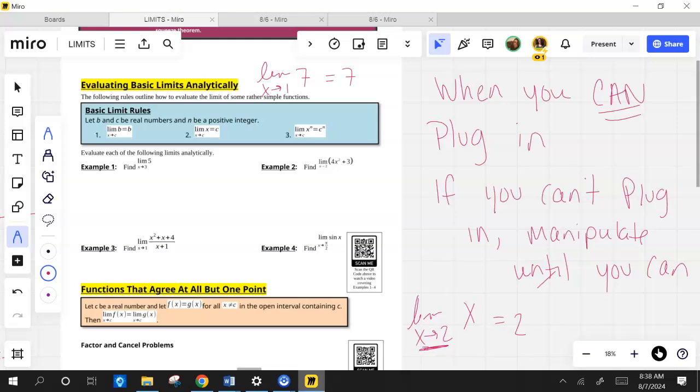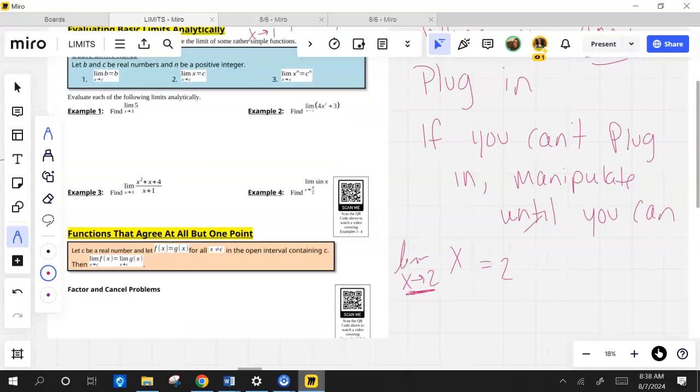All right, same thing with the last one. You're just plugging in the x value. If I want the limit as maybe x approaches 3 of x squared, 9. I'm just plugging in. It's that easy, okay?